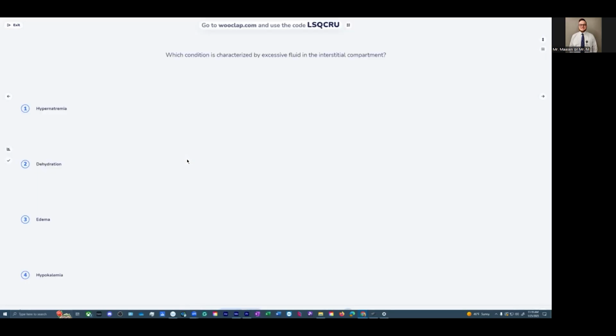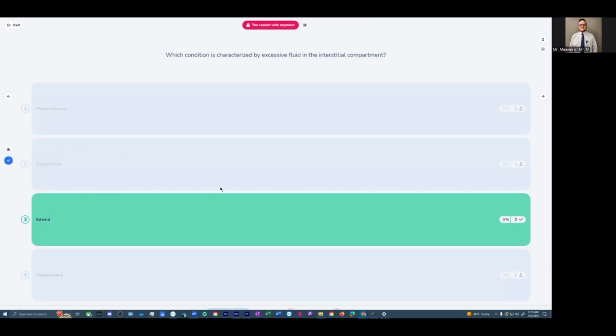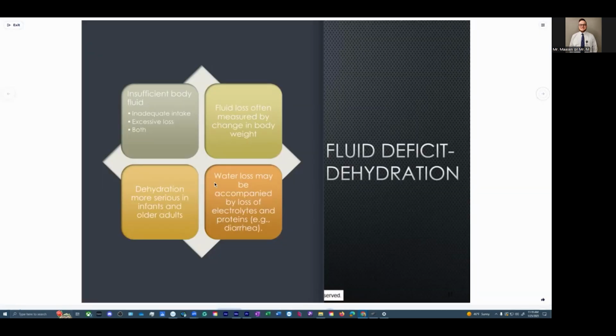Just to make sure you're listening: which condition is characterized by excessive fluid in the interstitial compartment? Which condition is characterized by the excessive fluid in the interstitial compartment? Okay, you know this one. Number 3, edema. Edema is excess fluid in the interstitial compartment. Have that definition ringing in your head.